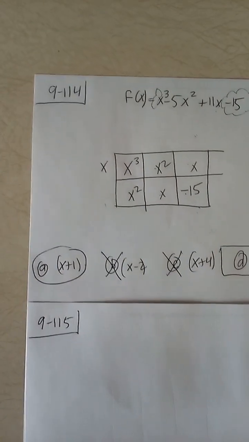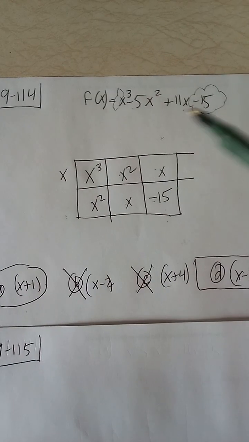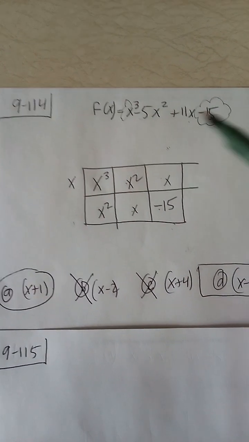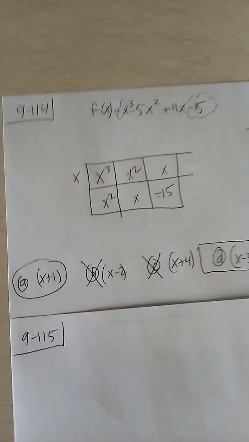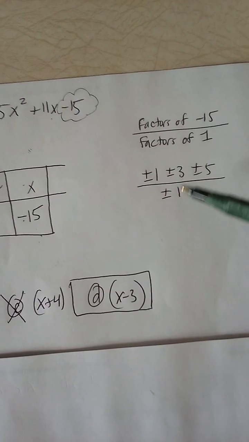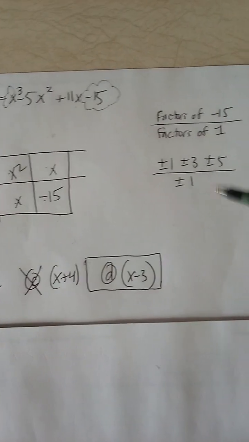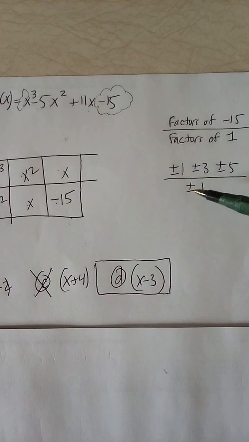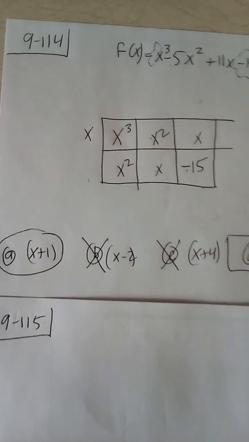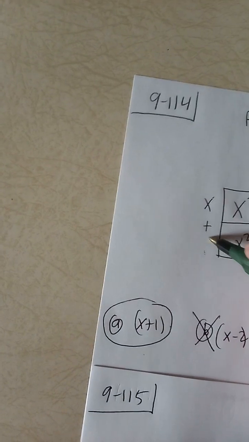Here's Integrated 3. This is problem 9-115. It wants me to factor the polynomial from 9-114. So I've already got my polynomial written, so maybe we'll just use this one to factor. I've already figured out that the only factors that could possibly exist are 1 and -1, 3 and -3, or 5 and -5. So we'll just go ahead and start trying. I'm just going to try +1 because you have to start somewhere.